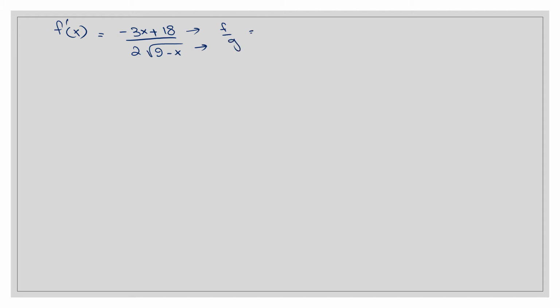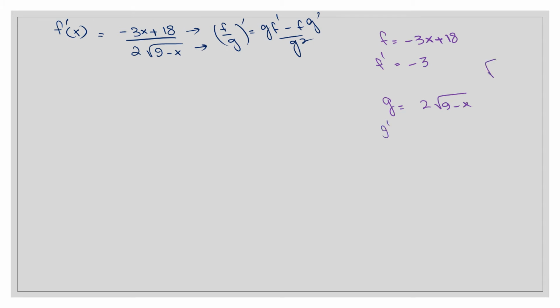Now here you can apply the quotient rule, which is (g f prime minus f g prime) over g squared. So here break it into different parts to make your life easy. Your f will be negative 3x plus 18 and your g is 2 square root of 9 minus x. So in our case, f prime will be the derivative of negative 3x, which is negative 3, and here you apply again the rule: the derivative of square root of u is 1 over 2 root u times u prime.